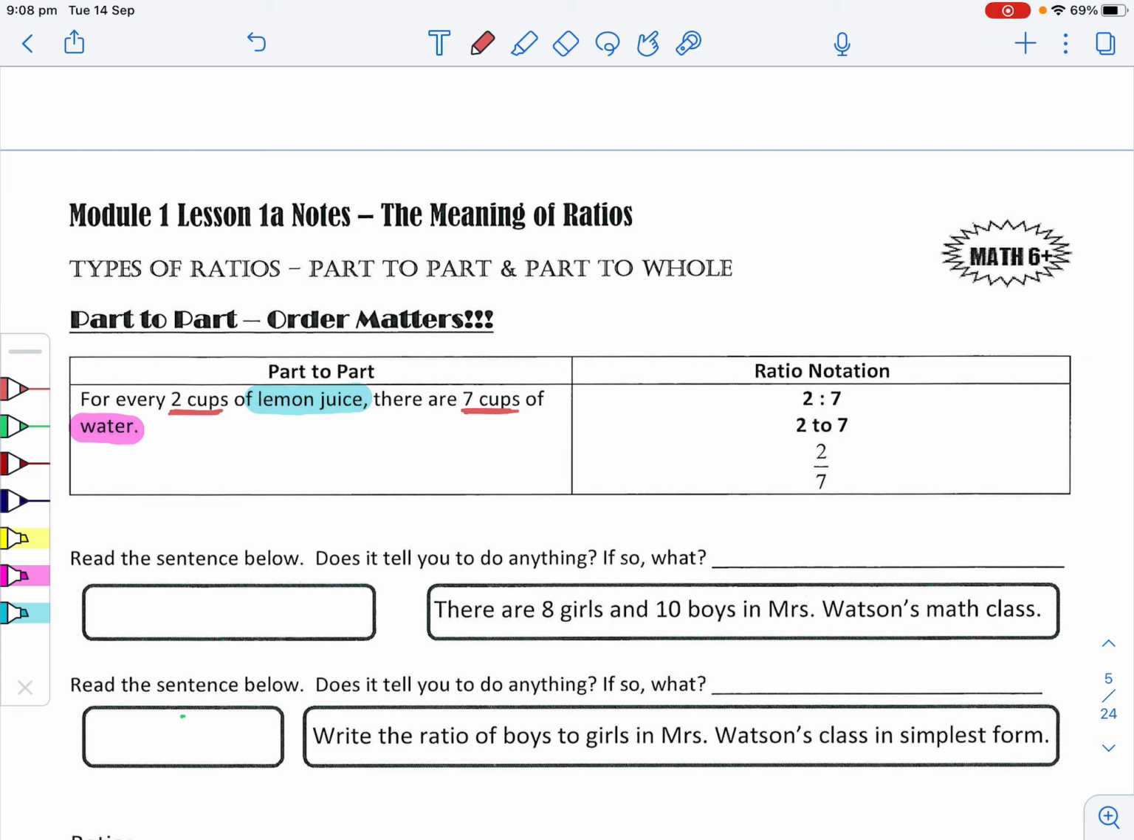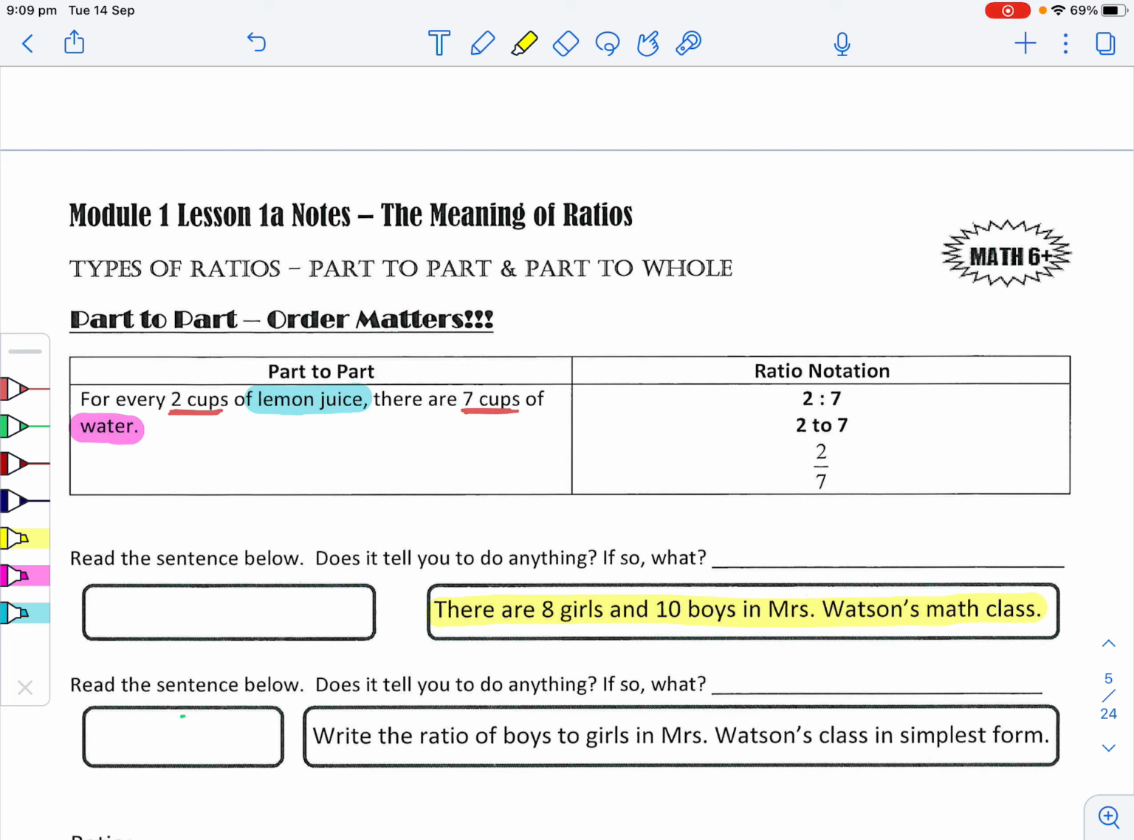So what we're going to do is we're going to read and interpret this information, write ratios, simplify them, and then talk about what they mean. So it says, read the sentence below. Does it tell you to do anything? And if so, what? So in this box right here, I'm going to use yellow for this. It says there are 8 girls and 10 boys in Mrs. Watson's math class. Is that sentence asking us to do anything?